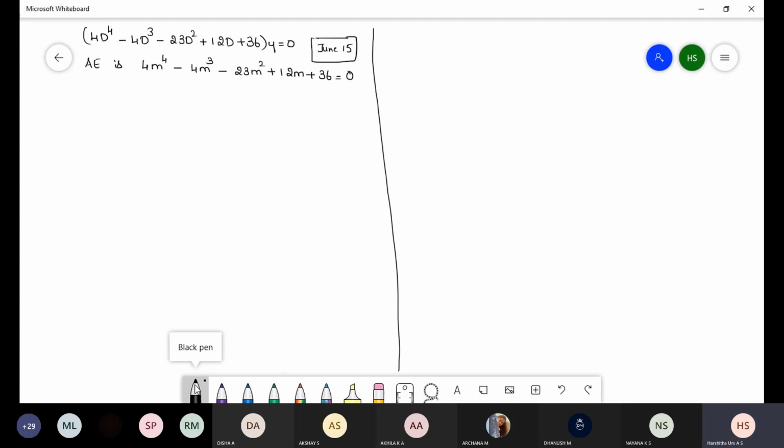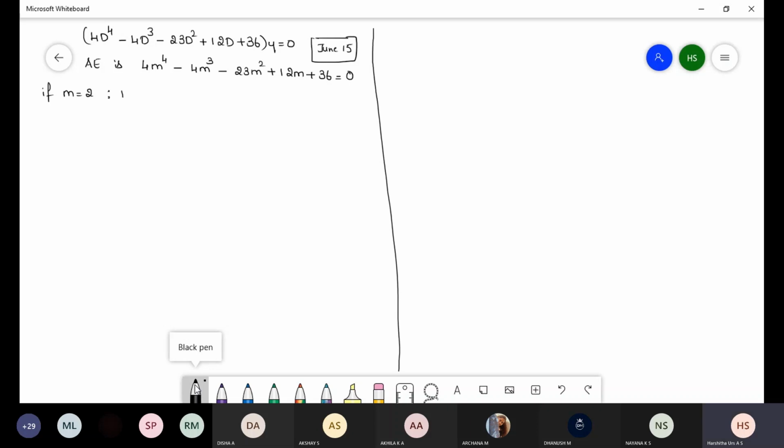Now we have to do the synthetic division. Before doing that we have to use the trial and error method. If m is equal to 1, if you put it, 4 minus 4 is 0, 23 minus 12 is 11, 11 plus 36 comes to 47, so it is not equal to 0. So let us go with 2.